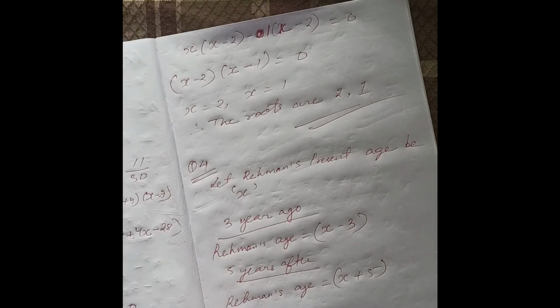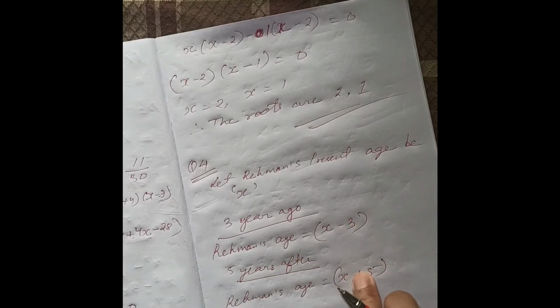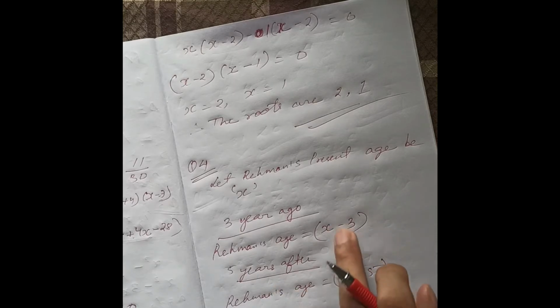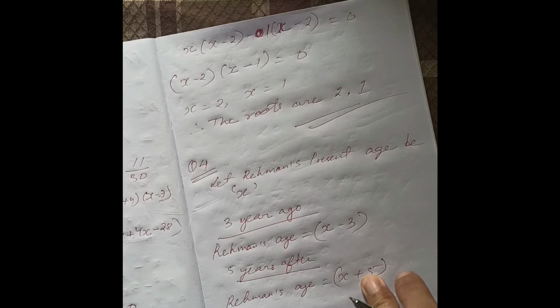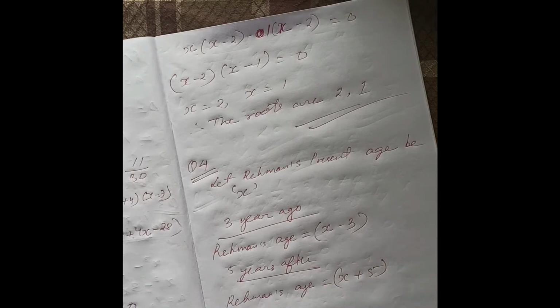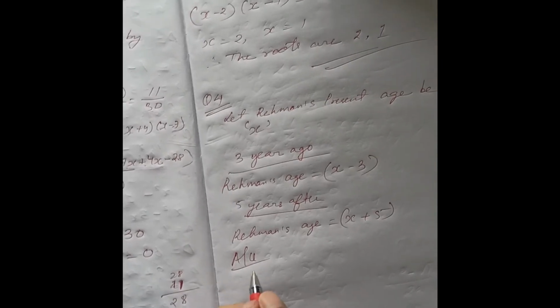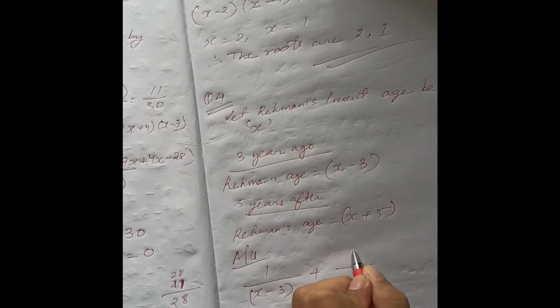So what does the question say? The sum of the reciprocal of Raymond's ages, the sum of these two, is 1 by 3. So according to the question, the reciprocal of this will be 1 by x minus 3, plus the reciprocal of this, 1 by x plus 5. The sum of these two is 1 by 3. We have to find x, Raymond's present age.